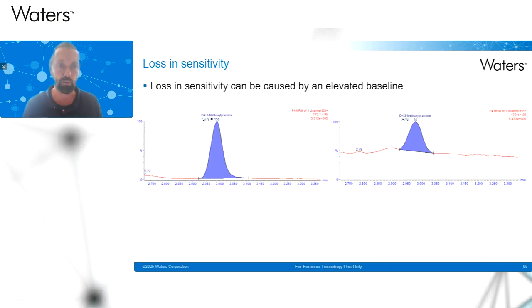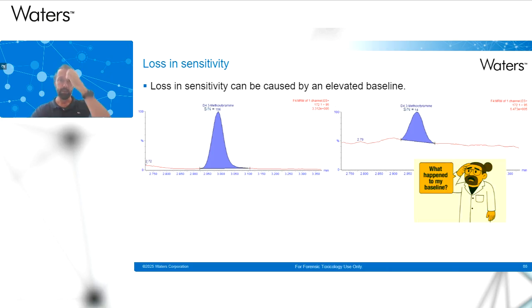In this case, we have an example of, on the right-hand side, an internal standard with a very much elevated baseline. And that for sure will result in a higher background, even though the peak height is larger on the right-hand side compared to the left-hand side. In terms of signal to noise, the sensitivity is down. So, what happened to the baseline?